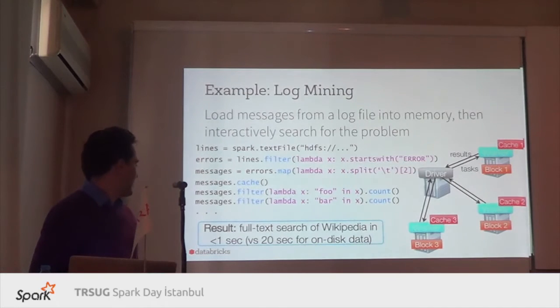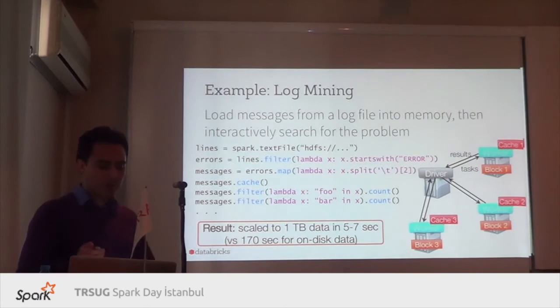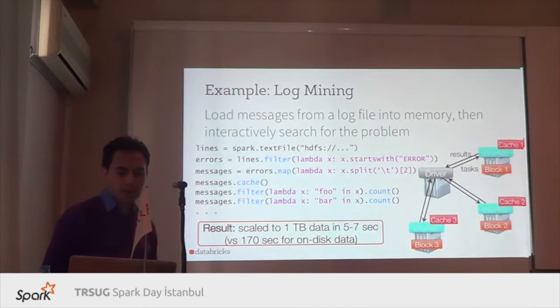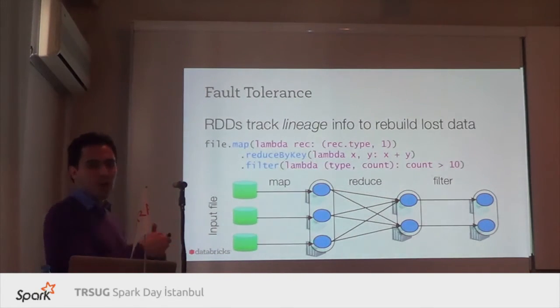Okay. So basically, with this, and this is an old benchmark, we can do a full text search of Wikipedia in less than a second when it's cached. And you'll see that. And we could also do that with terabytes of data. All right. So let's see what happens with the RDD lineage.